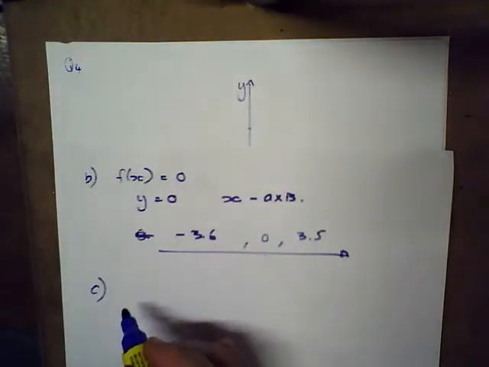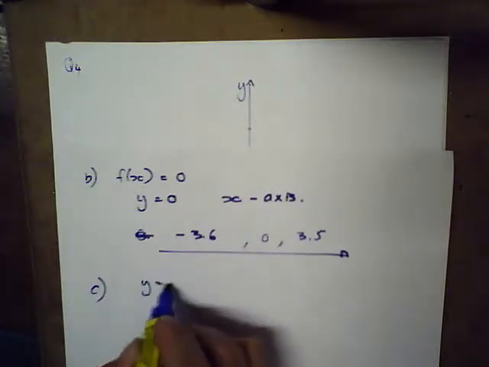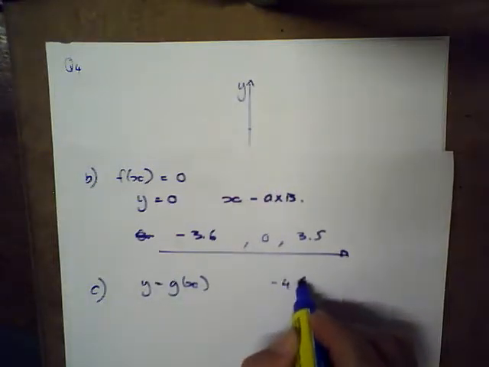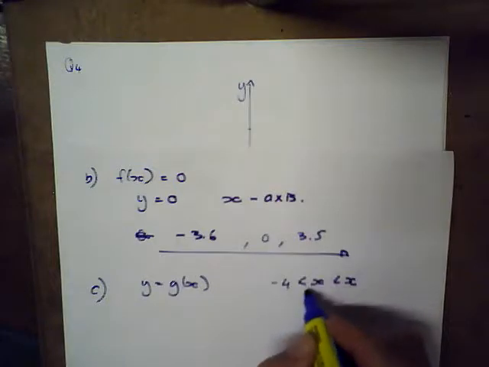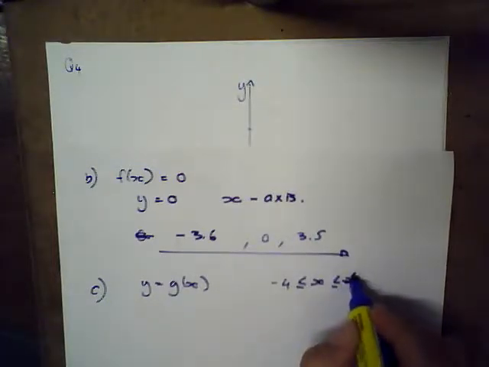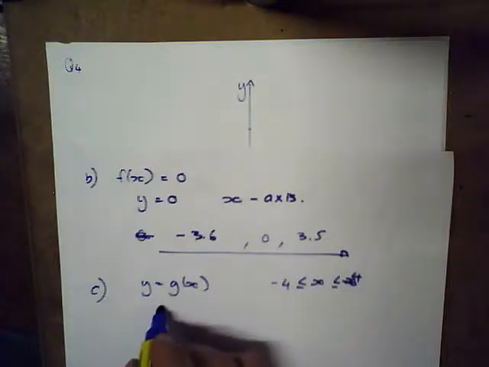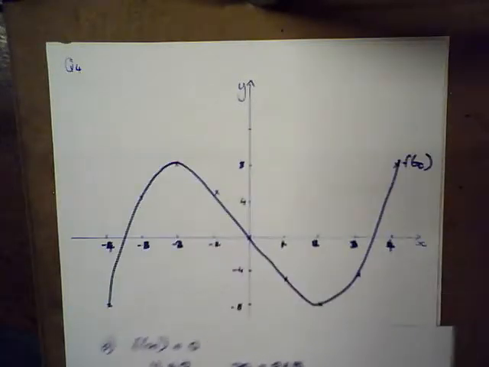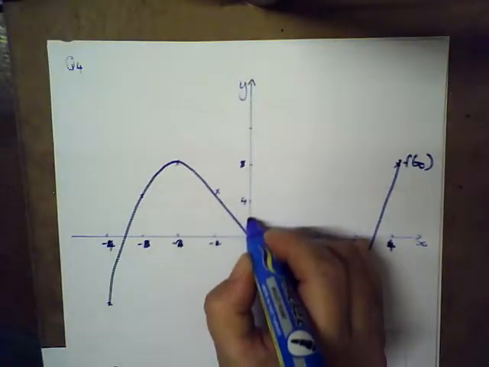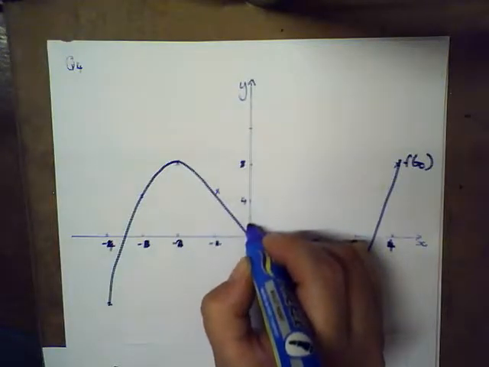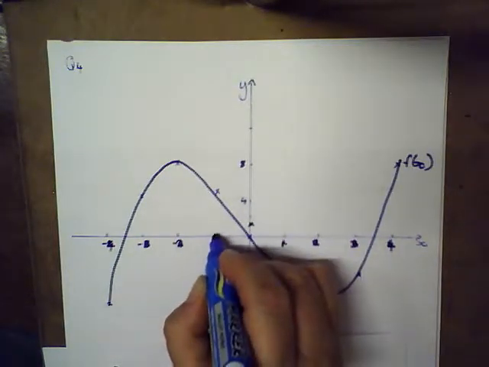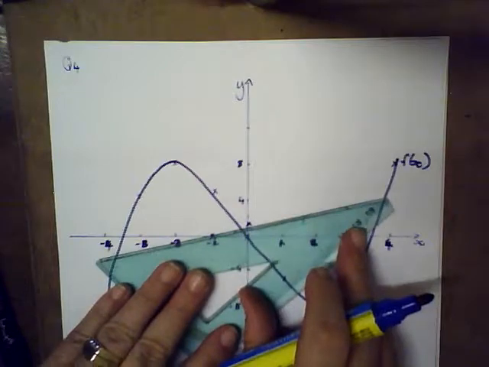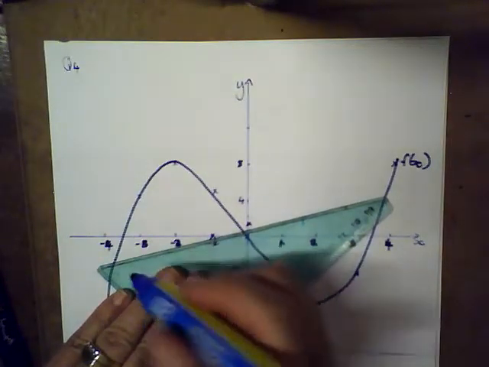Question C. On the same grid, draw y equals g(x), for this interval between negative 4 and 4, and it does include negative 4 as well, where g(x) is equal to x plus 1. So x plus 1, I know that it will cut the y-axis here at 1, so that's 2, it's over there, and it will be there at negative 1. It's a positive gradient. I'm just going to use the straight edge to draw it.